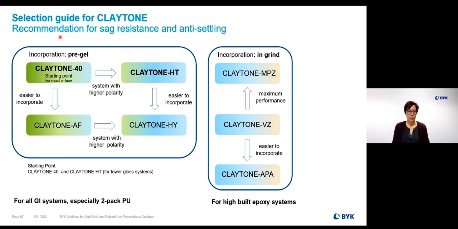We also have here a recommendation chart for sag resistance. We will focus on the left-hand side. That is our selection chart for GI systems, especially when we talk about 2-pack PU systems. We always recommend to start with Claytone 40. It has the lowest impact on haze. And then depending on your results or your system polarity, when you have a higher polarity, you can go to Claytone HT.